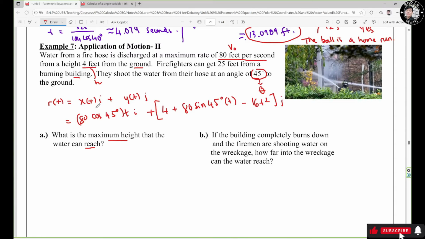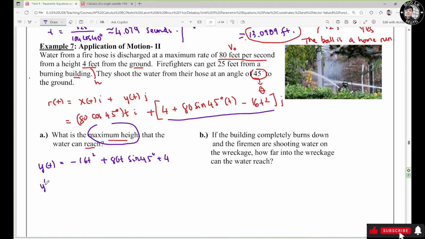Now, we're going to use the y component only. To find the maximum height, we need to take the derivative of this one, and then we're going to find the critical number, right? So it could be negative 32t plus 80 sine 45 degrees. And then we're going to let this one equal 0. We solve for t, so t equals 80 sine 45 degrees divided by 32, right?